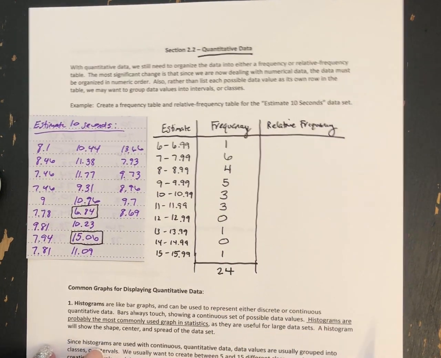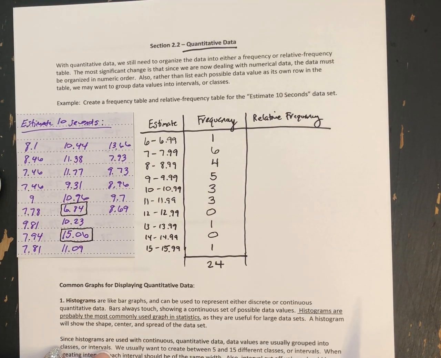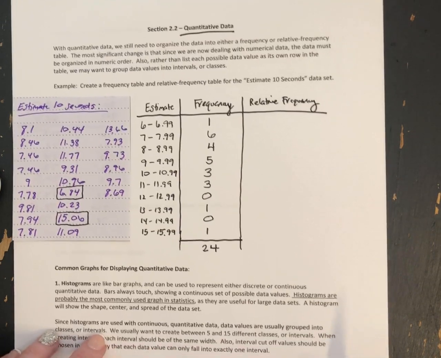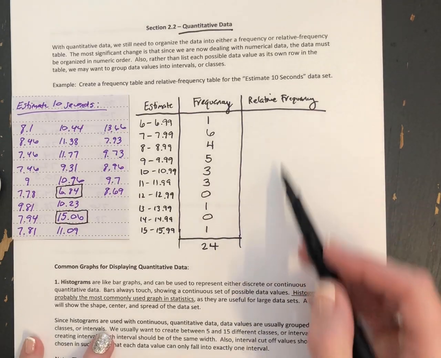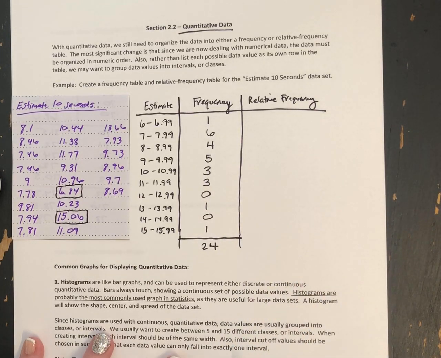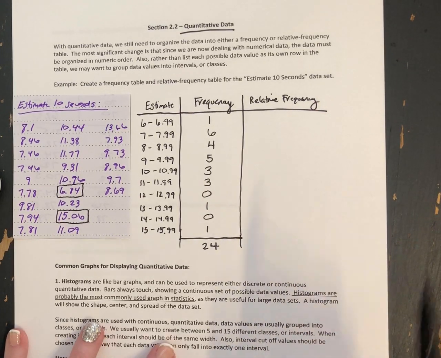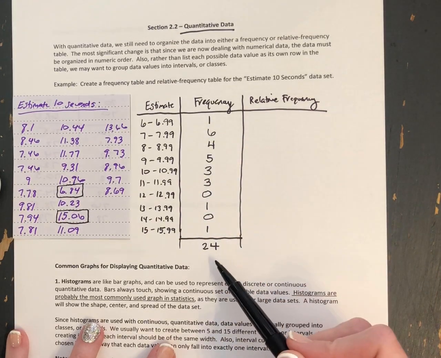So I ended up there with 24. And we go on to our relative frequency column. Just as a reminder, we're taking each frequency divided by the total.